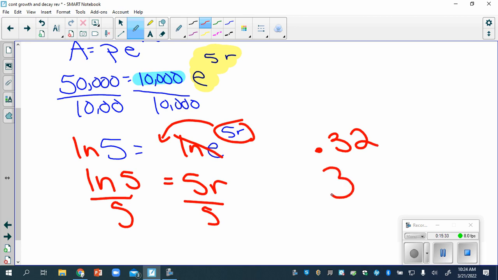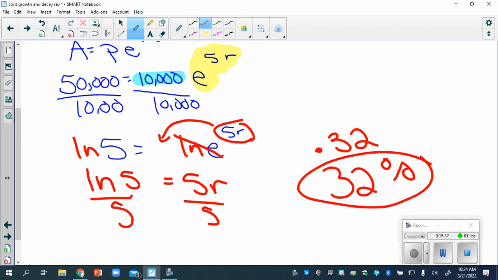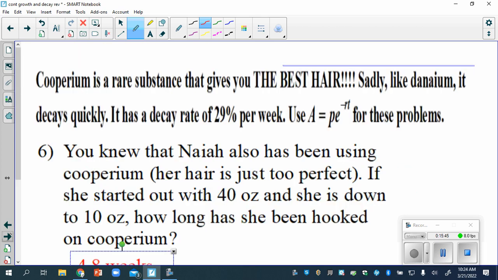32%, like I planned it. You guys are on fire. Beautiful job on that one. We're going to do one more together, and then you're going to work on these alone, and I'm going to come around and help anyone who needs it. Here comes the last one.